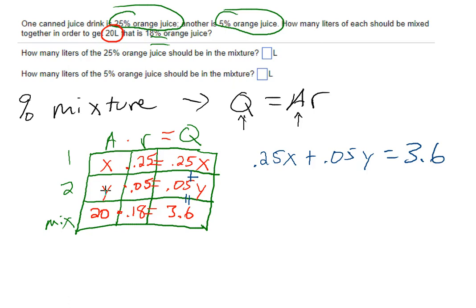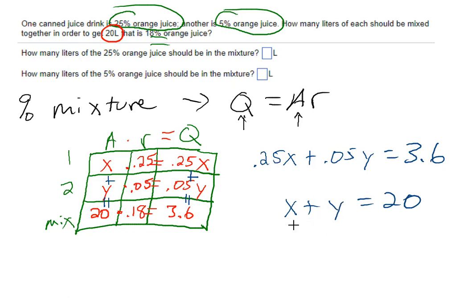The second equation you're going to get from the first column, for the same reason. You're taking x liters of the first drink, mixing it with y liters of the second drink, and your total is going to be 20 liters altogether. So if you take the amount of the first drink plus the amount of the second drink, it has to add up to the total amount, which is 20 liters altogether. So we're going to get x plus y equals 20. There's my two equations.